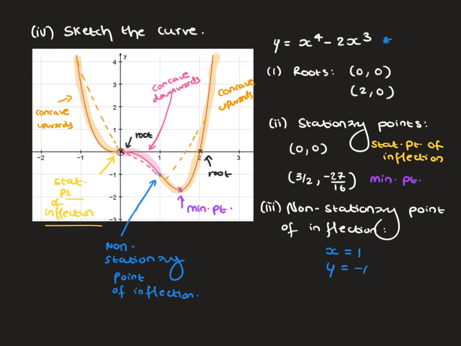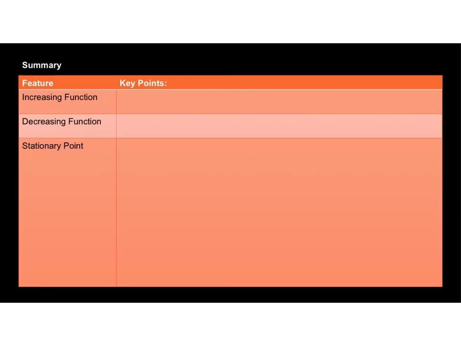sections of concavity. So we're going to finish this off with a very quick summary of some of the key points. Now, you've already learnt that a function is described as increasing if dy by dx is greater than 0 at a particular point on that curve. Conversely, a function is decreasing if dy by dx is less than 0 for a point or for sets of points on that curve. We then know that for a stationary point, dy by dx is equal to 0.